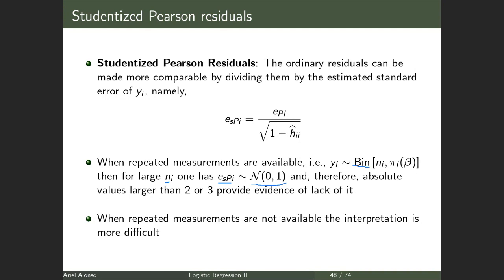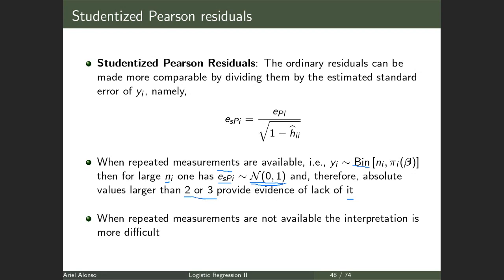Because now you are using really the correct denominator when you construct them. And the advantage of that is that if they follow a standard normal distribution and you made a plot of the studentized Pearson residuals, then you know that any residual that is larger than 2 or larger than 3 really shows lack of fit. Now you have a cutoff point. If I make my plot of the studentized residuals, anything above 2 or above 3, minus 2 or minus 3, is giving me evidence of lack of fit.